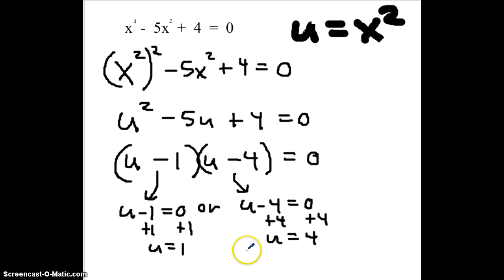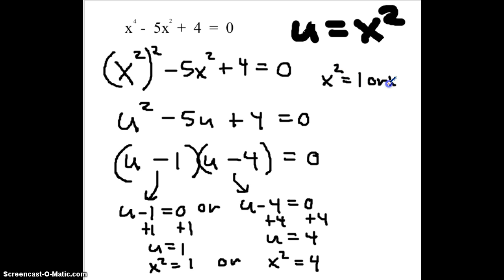Of course, we're not done, right? Because now we have u equals 1 and u equals 4. Well, remember what u equals from the very beginning. It equals x squared. Now go back and plug x squared in for your u's. So this would become x squared equals 1, or the other possibility is x squared equals 4. Again, I plugged x squared back in for the u's. Now solve for x. Let me come up here to the top right. We have x squared equals 1 or x squared equals 4.